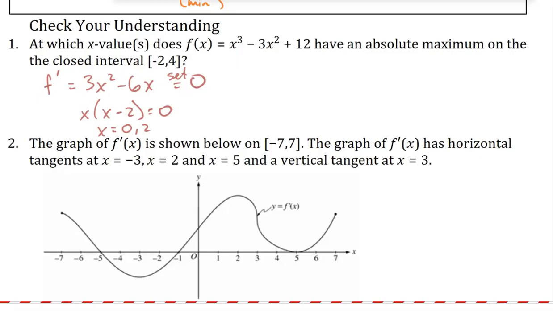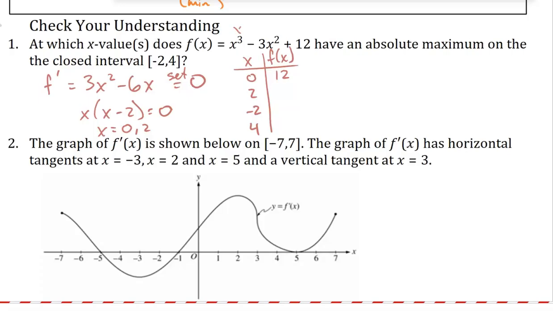And then the candidate test says that the absolute max, or absolute min, but in this case we want max, has to occur at a critical point or at an endpoint of a closed interval. So we are going to test values for the original function f at 0, 2, and then also -2 and 4, because those are endpoints of the interval, okay? So plugging 0 back into the original function, we get a 12.